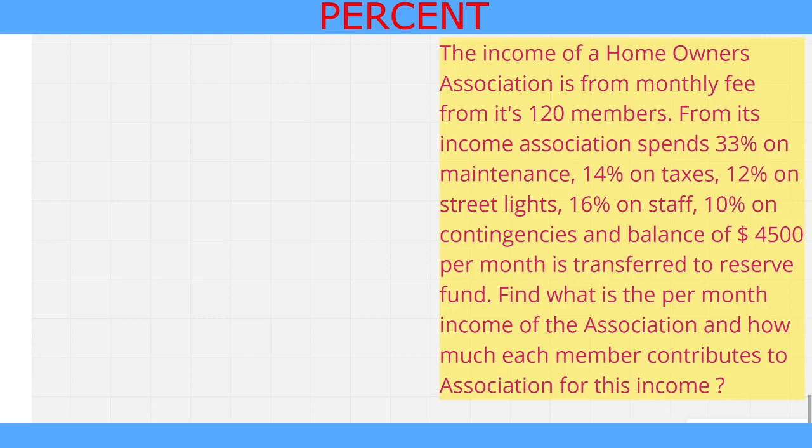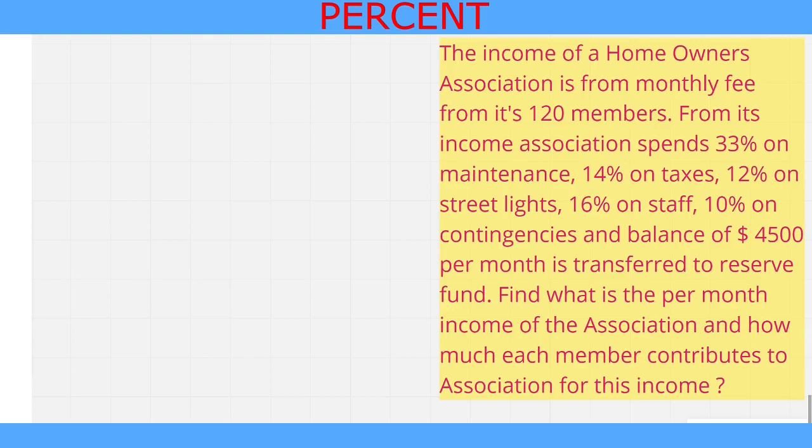We have just to make the sum of all the percentages and the balance we have to equate to $4,500, and from that we have to calculate 100%. That will be the income of association, and we divide that income by 120 members, which will give us the monthly contribution of each member.